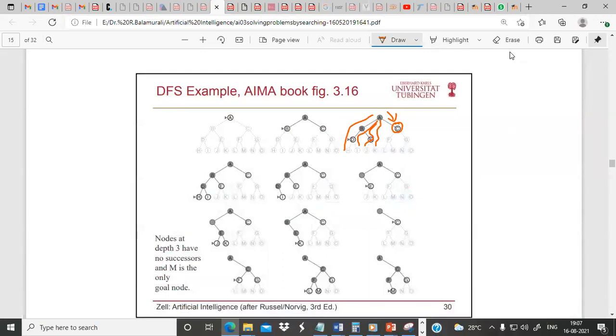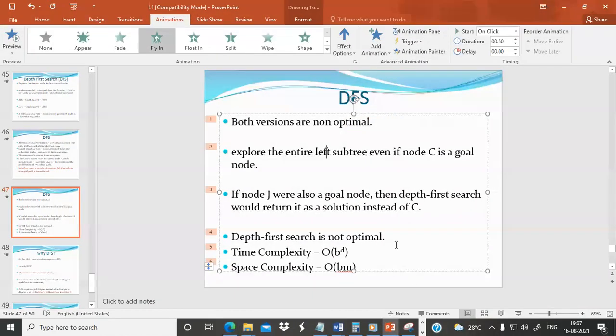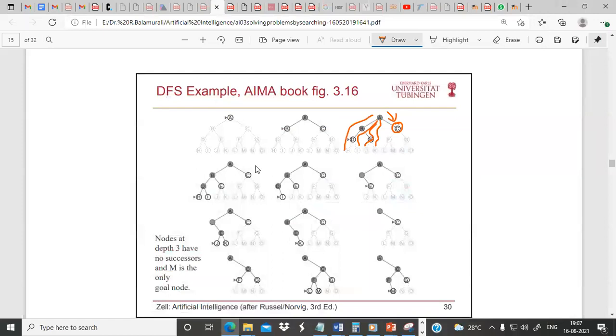This is one reason. Another reason is, assume that we have two goal states. Let us assume that J is also a goal state and C is also a goal state. J is here. So J is a goal state and C is also a goal state. Now the algorithm will give the solution as J. It won't give C. But actually C is the optimal solution, because C is available at the least cost.